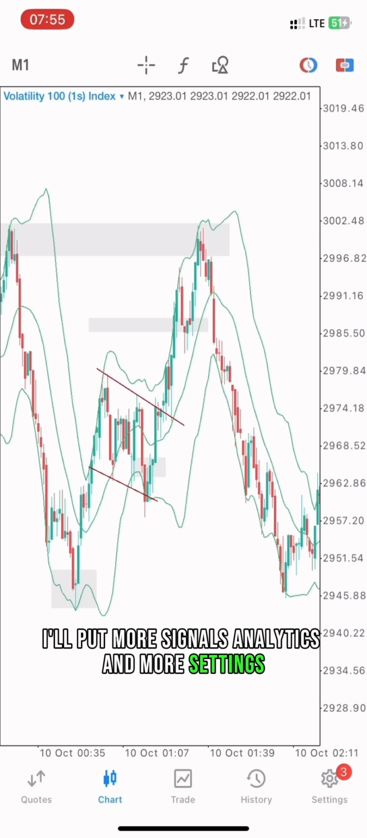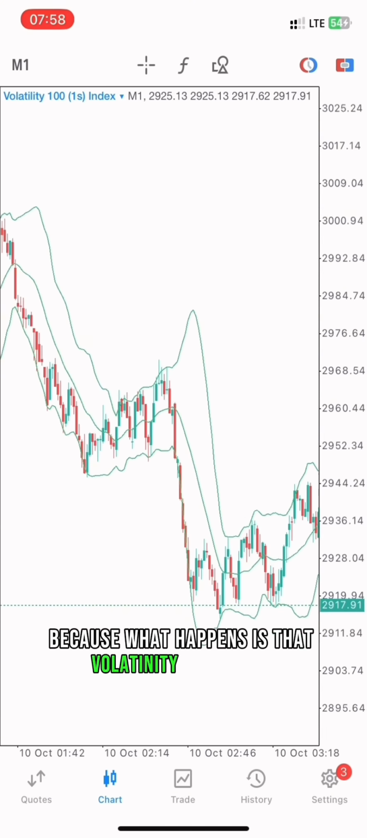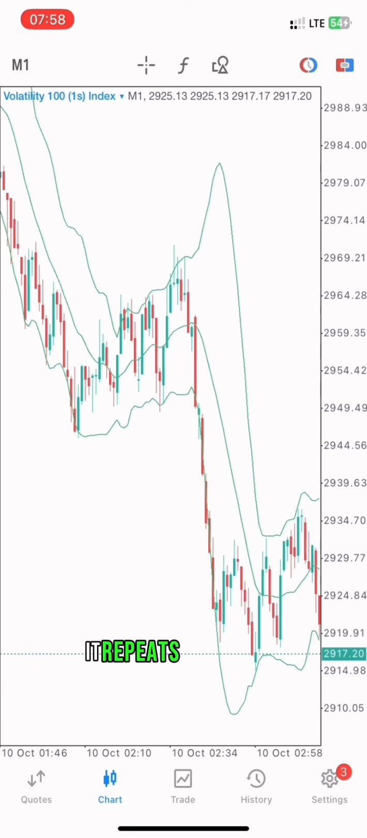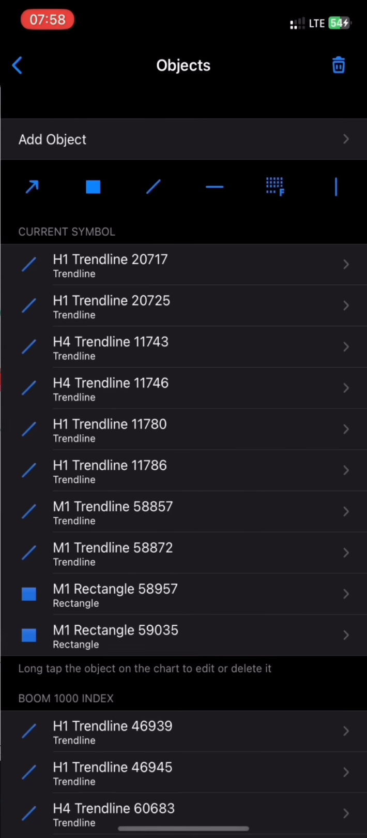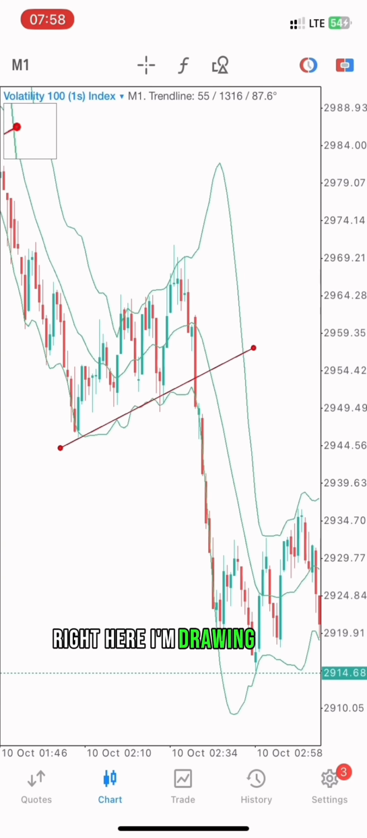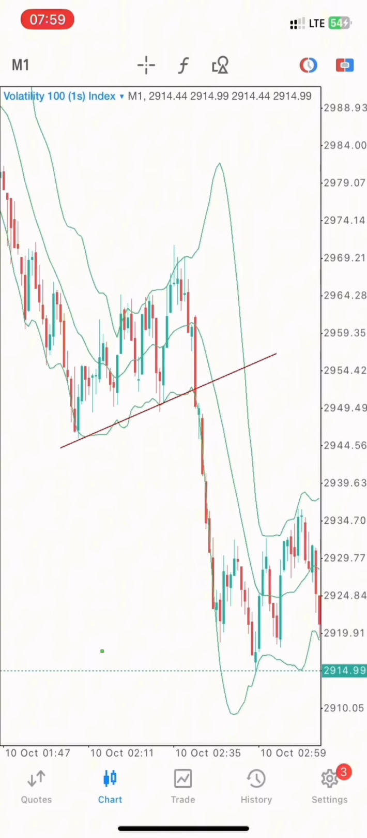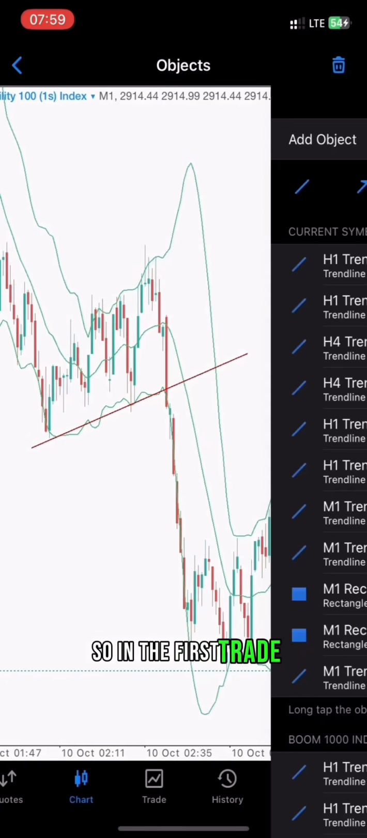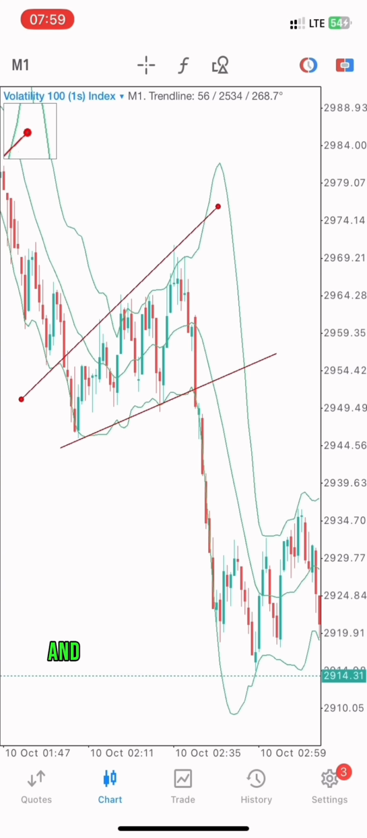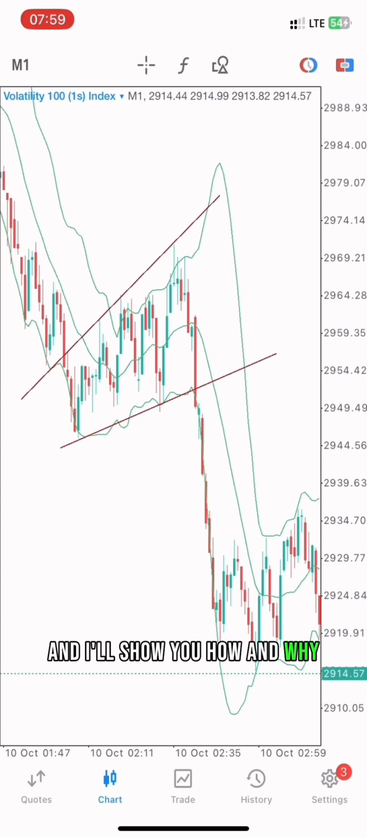So let's move on to another trade so that you can see, because what happens is that volatility follows, it repeats its patterns, it always repeats. So do make note of that, it always repeats. Right here I'm drawing trend lines. So in the first trade, you have noticed I did not use my Bollinger Bands because they were not important. There will come a time when they will be important, and I'll show you how and why.